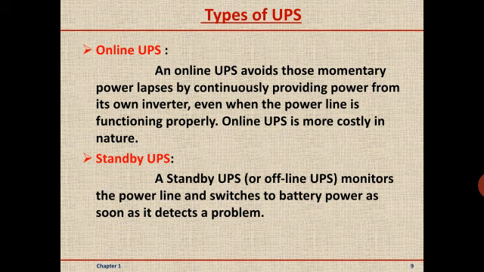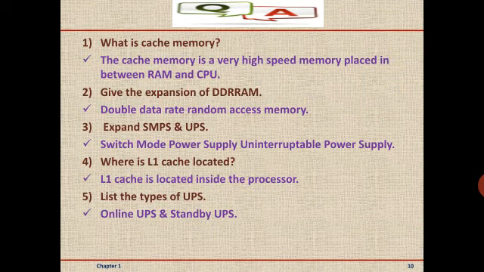So, hence we conclude that power supply is essential for the computer to prevent failures, breakdown or shutdown. Important thing is there are two power supplies available. One is SMPS, that is switch mode power supply. Second one is UPS, that is uninterruptible power supply. So, we complete the first chapter in this class.